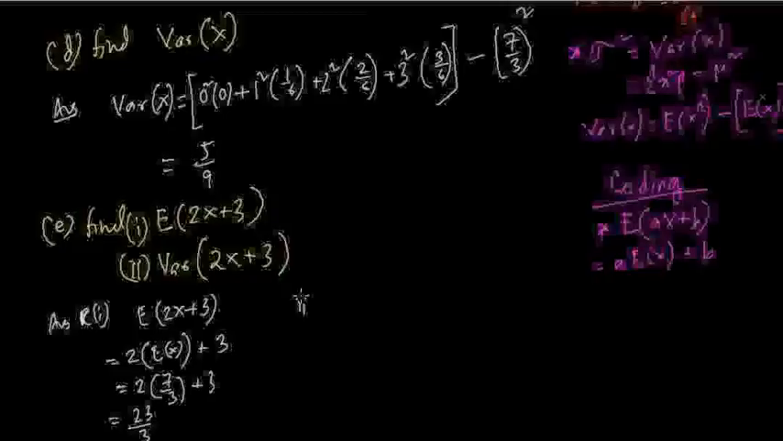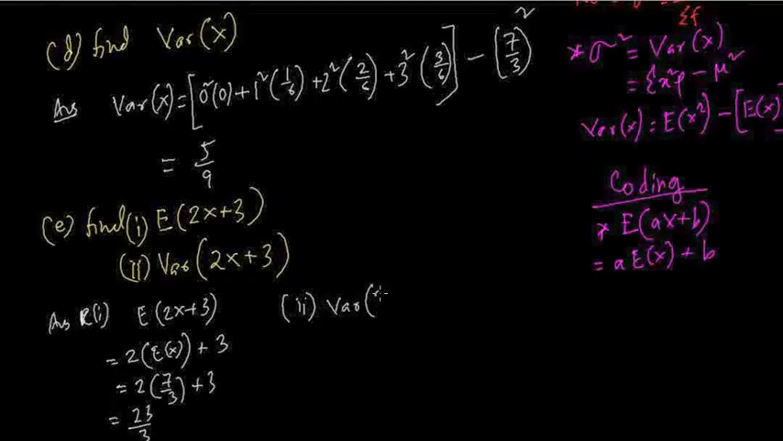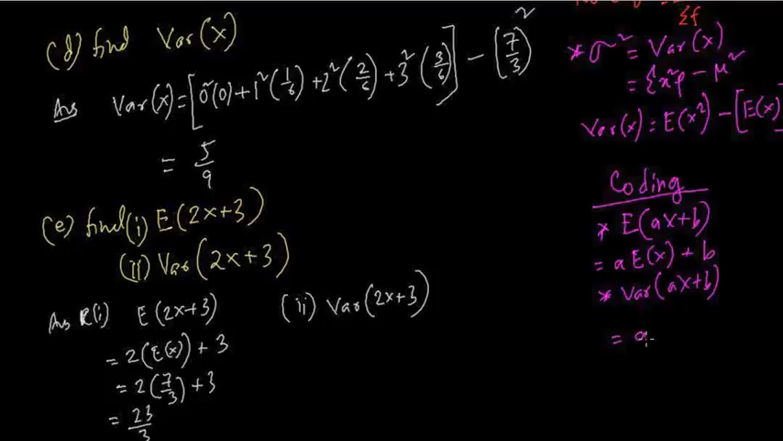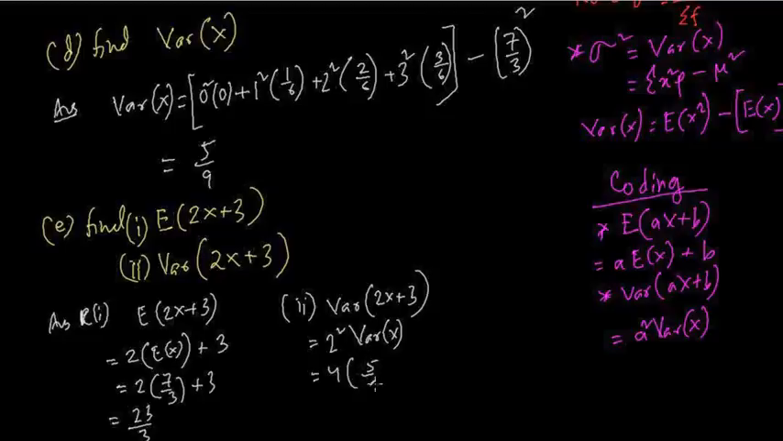The next one, variance coding, is a bit different. Remember, variance is actually sigma squared. So when we do variance coding, we are not actually bothered about the constant. We just take the coefficient of the random variable, square it, and multiply it with the variance, and the constant that is added, we just ignore it. So here the coefficient of the random variable is 2, so 2 squared into variance of x, and we just ignore the plus 3. This will be 4 into variance 5 by 9, so this will be 20 by 9. That's it. That's the variance.